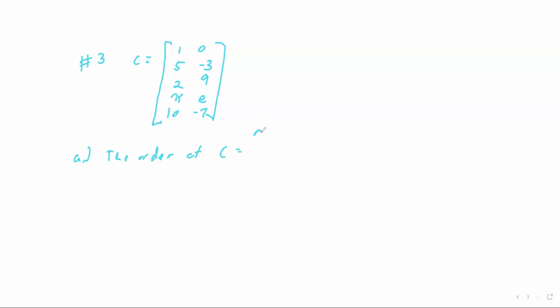Let's first start off with number 3. It said, let C equal this big old matrix. So we got 1, 0, 5, -3, 2, 9, pi, e, 10, and -7. And you're asked to determine the following. The first part is asking for the order. The order of C is basically asking what are the rows by what are the columns. Basically, what size is this matrix? Remember, rows go this way. So there's 1, 2, 3, 4, 5 rows, and then 1, 2 columns. So the order of this matrix is a 5 by 2.